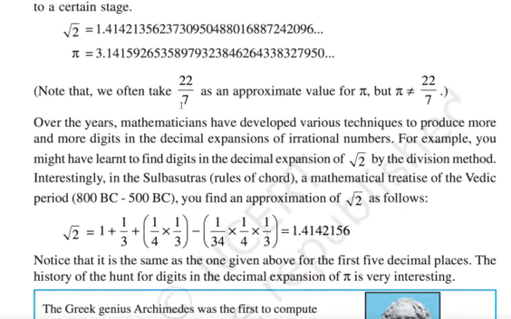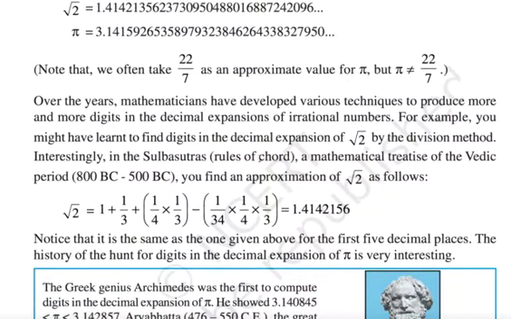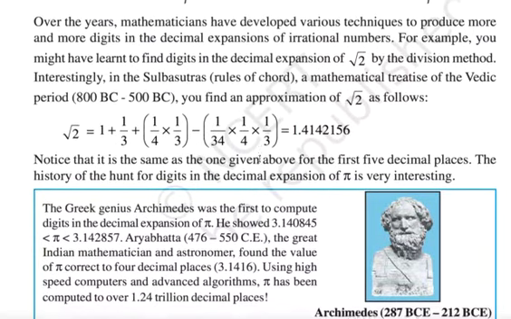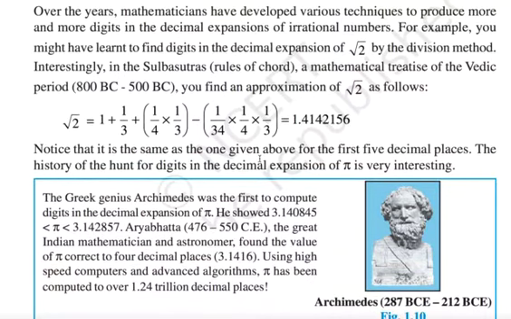22 by 7 is not the value of pi. Sorry, it is an approximate value of pi. This is not exactly equal to pi. Over the years, mathematicians have developed various techniques to produce more and more digits in the decimal expansion of irrational numbers. For example, you might have learned to find digits in the decimal expansion of root 2 by the division method.